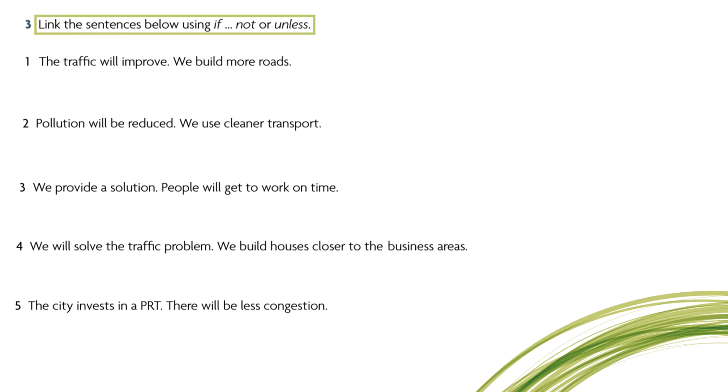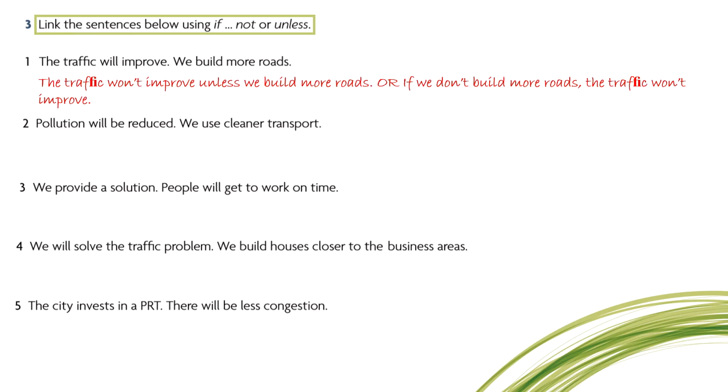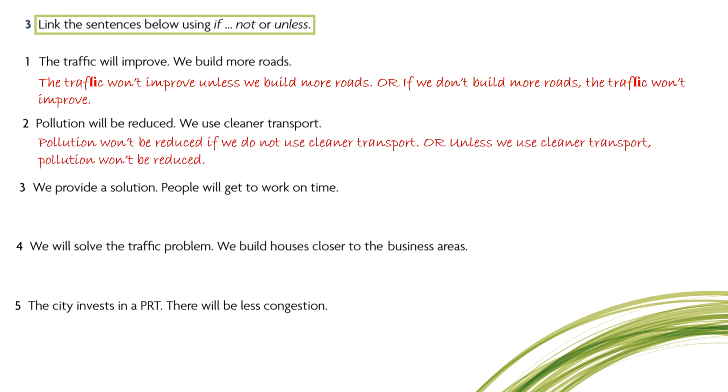Number 1. The traffic will improve. We build more roads. You can link these 2 sentences like this. The traffic won't improve unless we build more roads, or if we don't build more roads, the traffic won't improve. Number 2. Pollution will be reduced. We use cleaner transport. And the sentences are, pollution won't be reduced if we do not use cleaner transport. Or, unless we use cleaner transport, pollution won't be reduced.